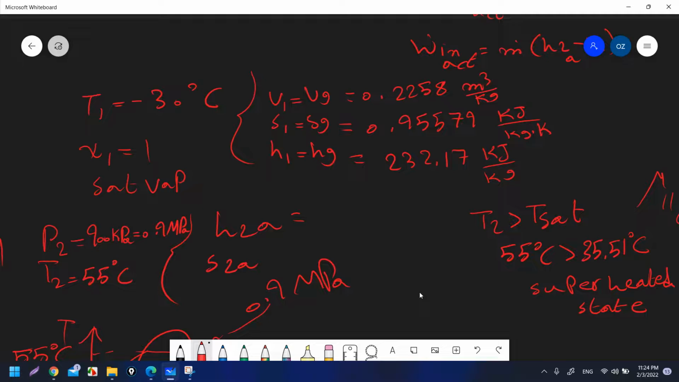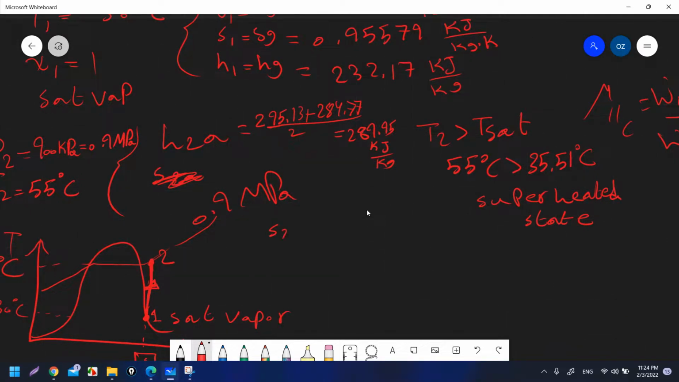For h2a, it will be 295.13 plus 284.77 over 2, and this will give you 289.95 kilojoule per kilogram. And for s2a, let's write it here. s2a is equal to 0.966 plus 0.9976 over 2, and s2a will give you 0.9818 kilojoule per kilogram Kelvin.